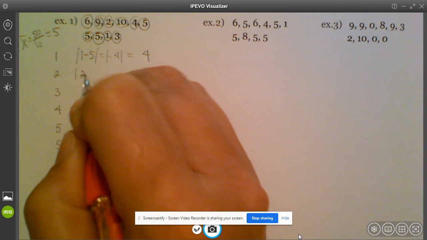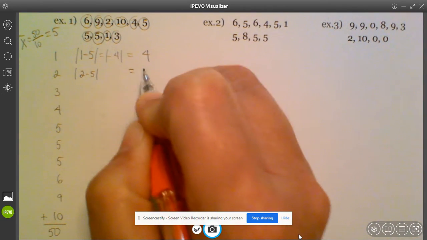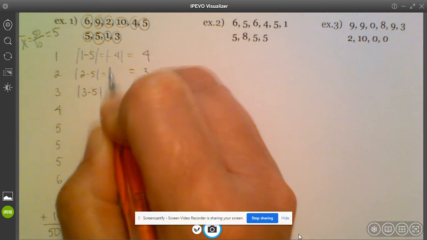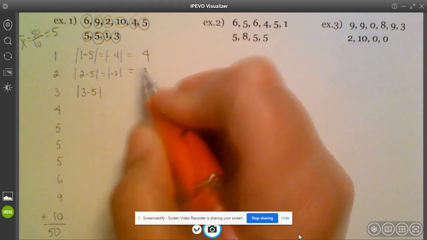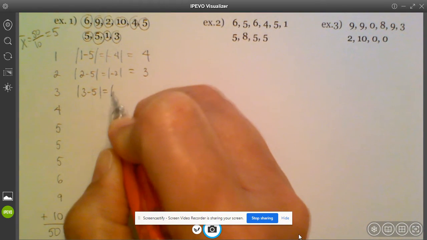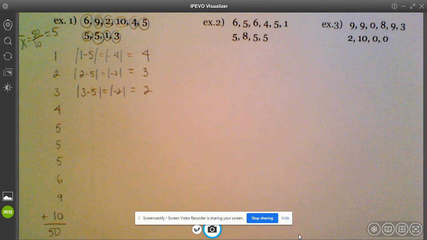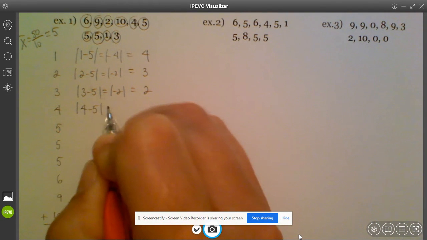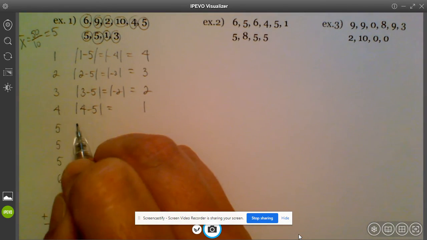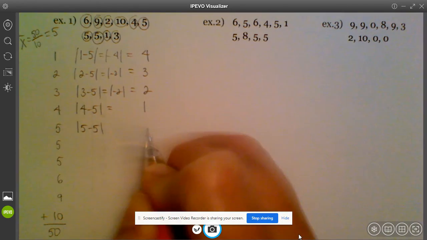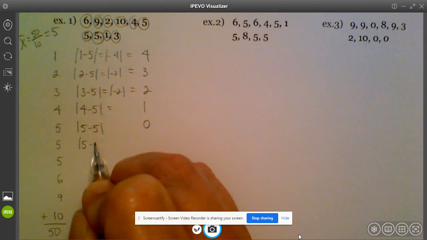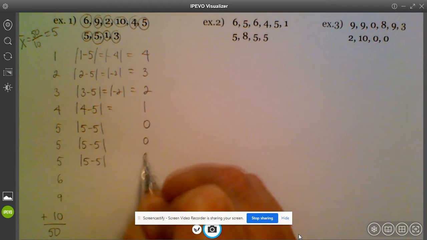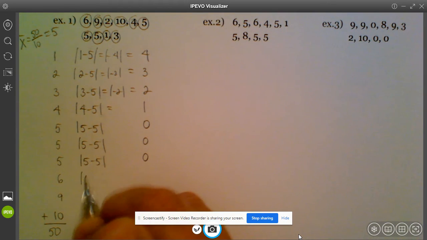So let's look at how far away 2 is away. I'll do a few of these. Absolute value of -3 is 3. 3 minus 5 is -2. Its absolute value is 2. 4 minus 5 has a distance of 1. Here we go. 5 minus 5 is 0. So 5 is the mean, so it's 0 units away from the mean.